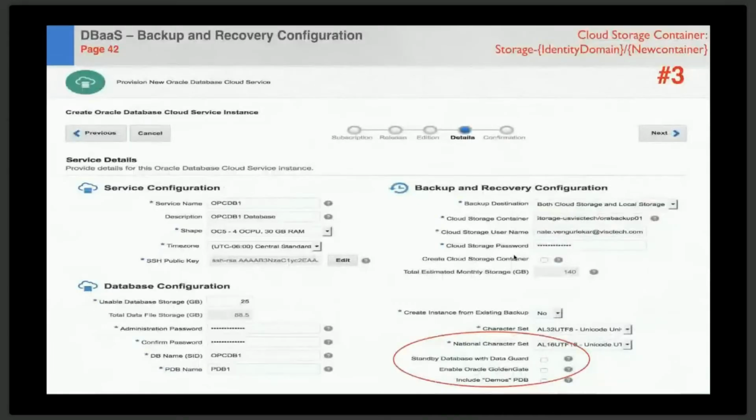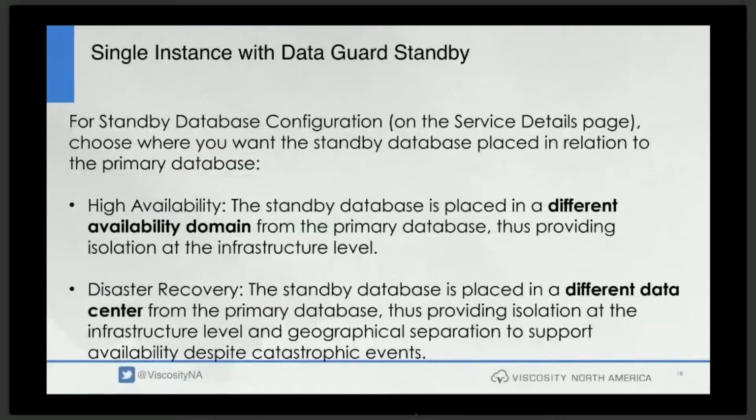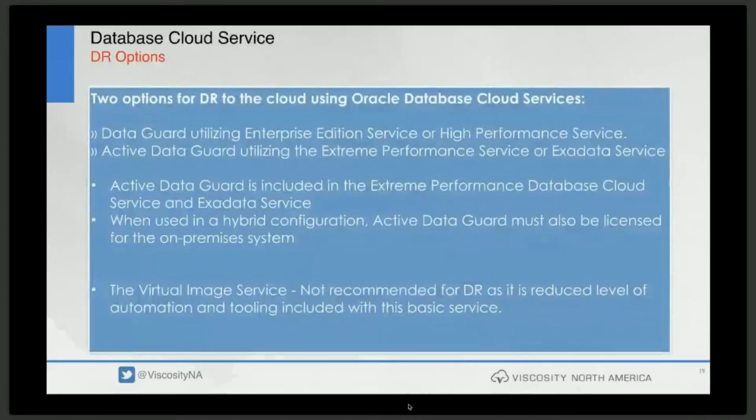All right, so also, if you are a consumer of Oracle Cloud, in one of the provisioning screens, you have the option to specify that you want this database to be protected with DataGuard. What that basically means is that, from a standby database configuration perspective, if you choose high availability, your standby database will be provisioned in a different availability domain, and also for disaster recovery, your DataGuard database will be placed in a different data center.